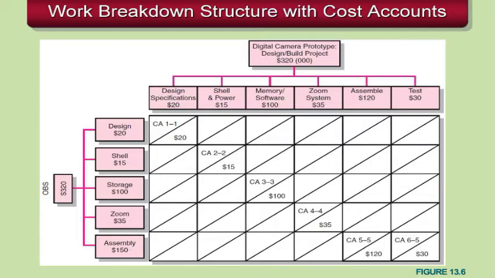And so here we have specific tasks and costs associated with those tasks. We can see that the assembly is broken up into two cost accounts. One's assemble, one's test, but both of those tasks will be done by the assembly department. And then there's individual tasks associated with the Zoom department, the storage department, the shell department, and the design department. And specifically those tasks are the Zoom system, the memory software, the shell and power work, and the design specs.